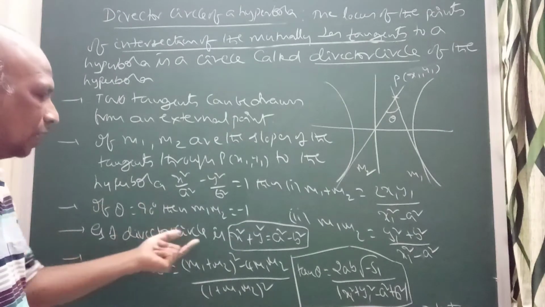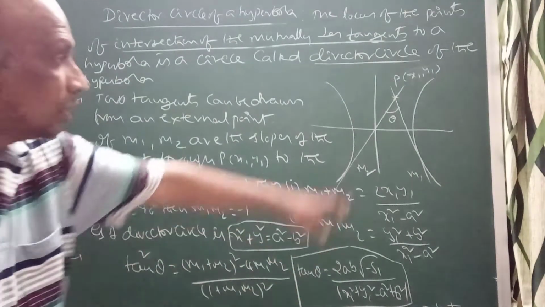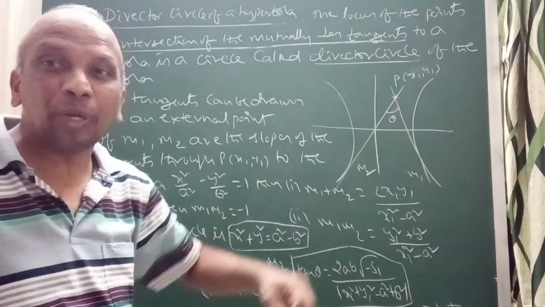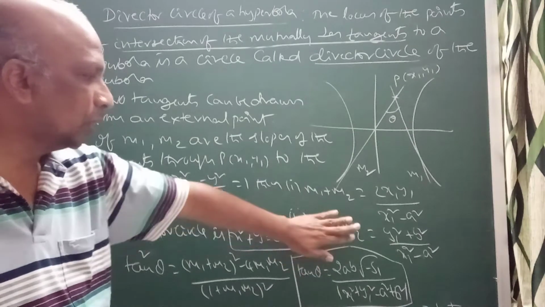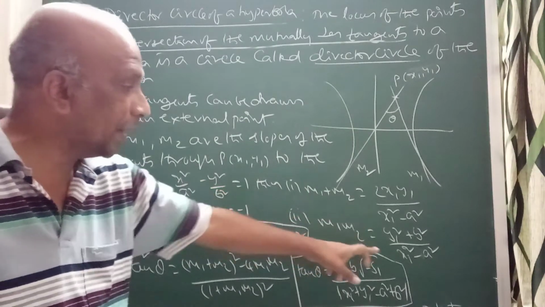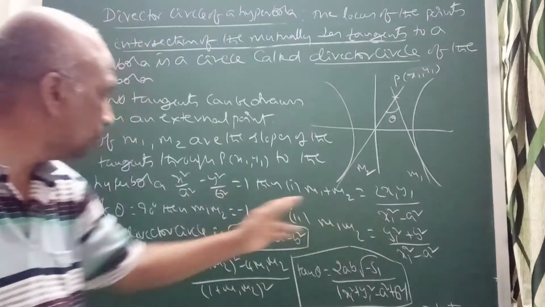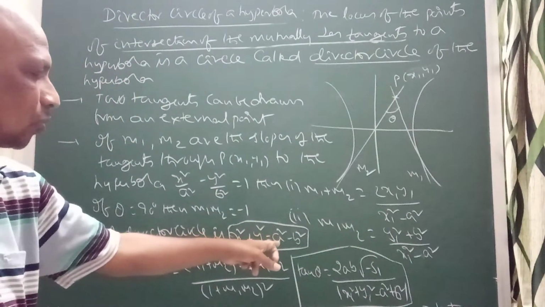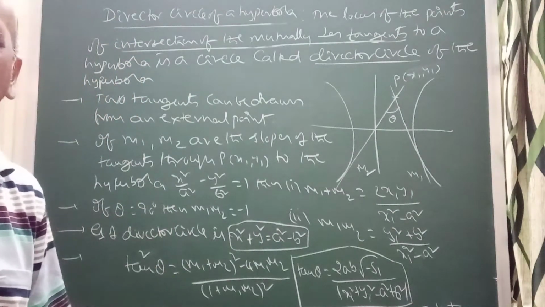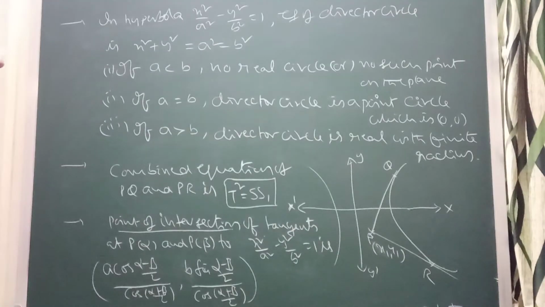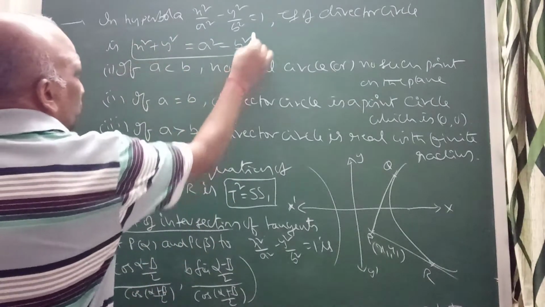But the equation of the director circle is x square plus y square equal to a square minus b square, because when theta equal to 90, the locus of P represents the equation of the director circle. Take m1 m2 equal to minus 1 here. You will get minus (x1 square minus a square) equal to y1 square plus b square. From this you will get x square plus y square equal to a square minus b square, the equation of the director circle.